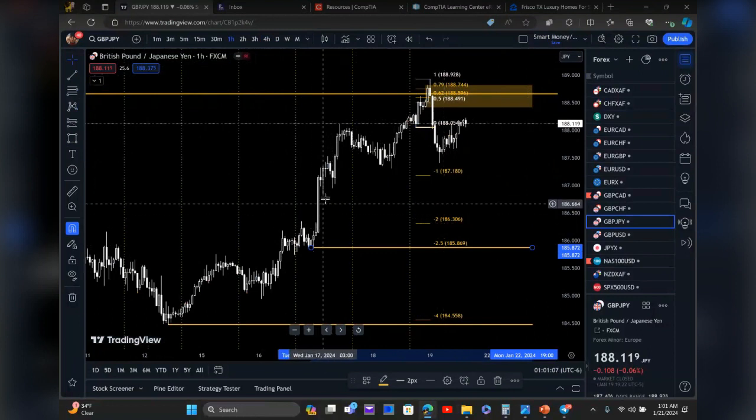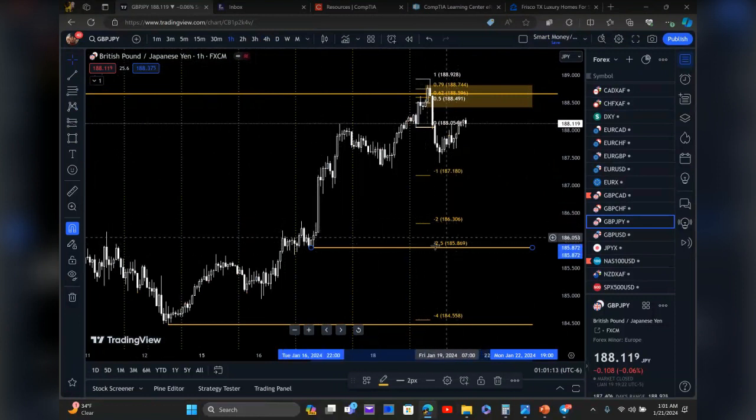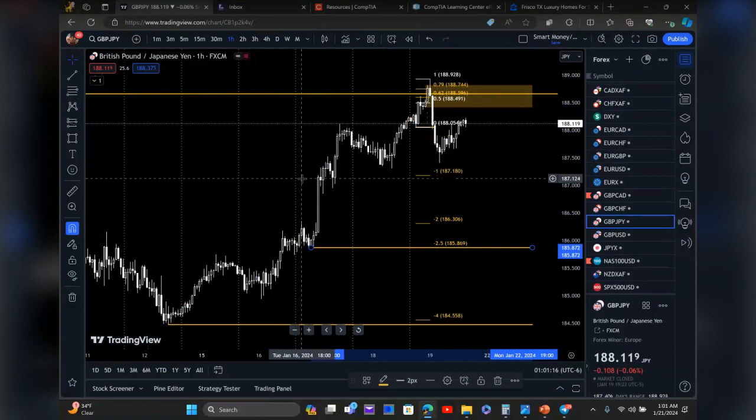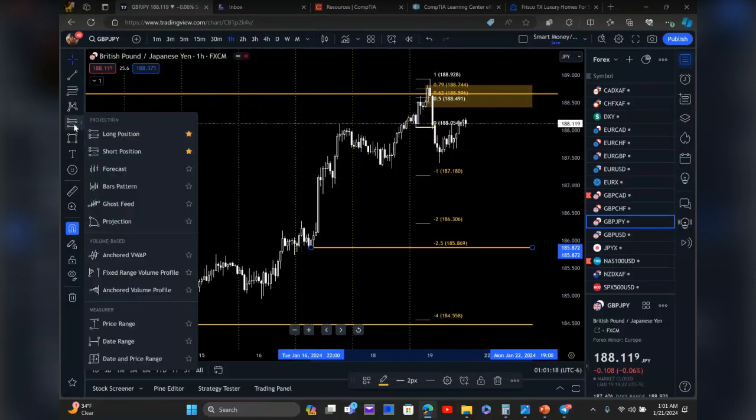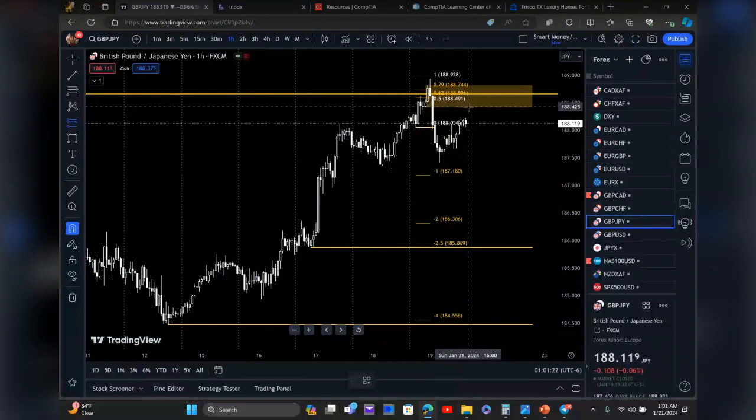Look what we have. This fair value gap. See right here? See where it ends right there. So you can target that, or you can target anywhere inside of there. Okay. So now I'm going to put my short position tool on. Okay. And I'm going to put my short position tool from here.